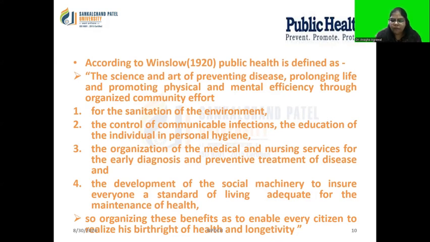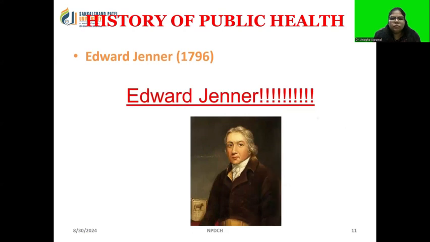Okay. So some brief history of public health. This is Edward Jenner. In 1796, what did he do? He found out the first vaccine of smallpox. What he did was he found out that there is a disease similar to smallpox that is known as cowpox.